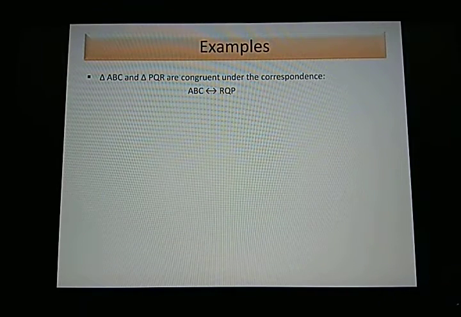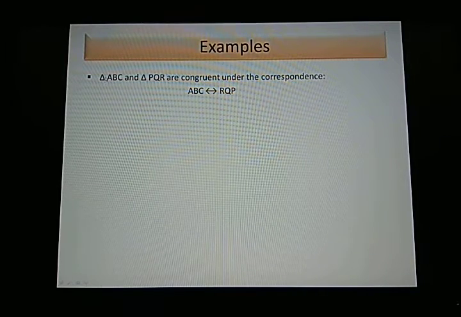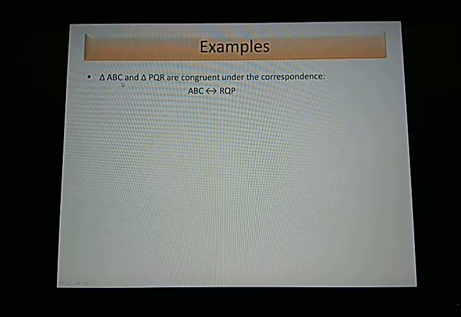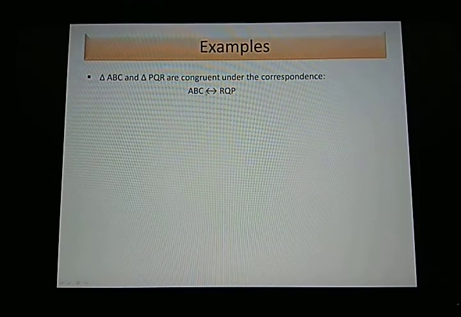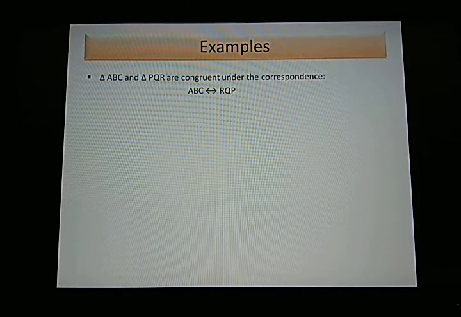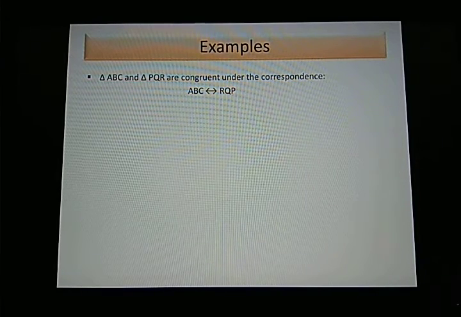Here it is given, triangle ABC and triangle PQR are congruent under the correspondence ABC corresponding to RQP. Now in geometry, one thing you should remember is that you should try to use symbols as much as possible. Here I have used the triangle symbol to represent triangle ABC. Similarly, this symbol is used to represent the correspondence. And the other symbol you have just seen, an equals sign with a curl above it, was used for congruency.